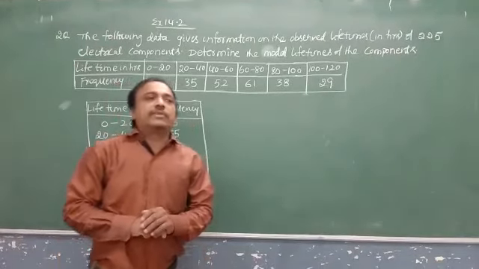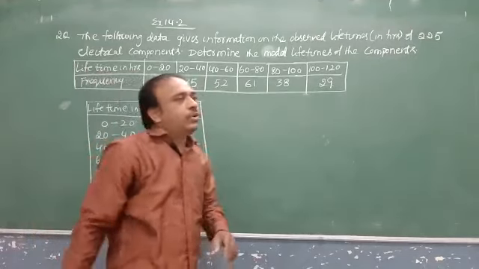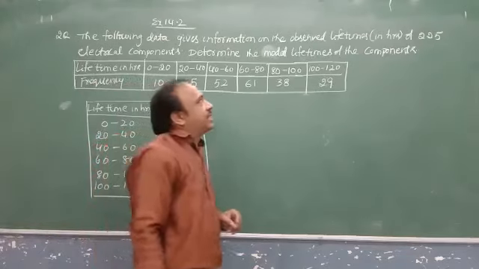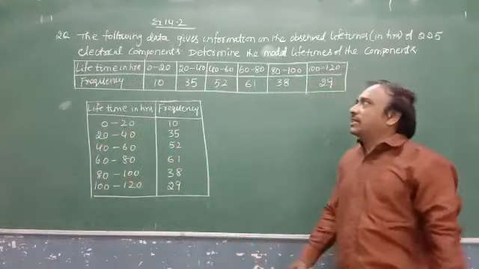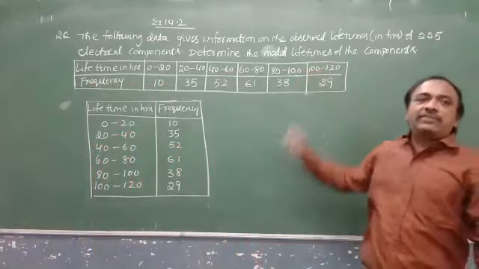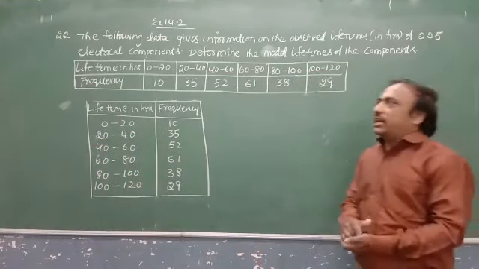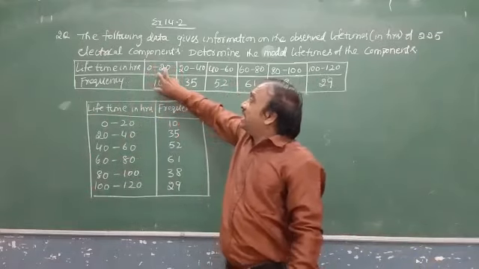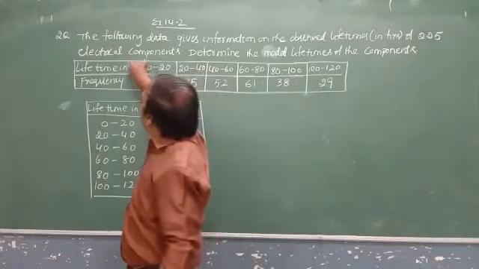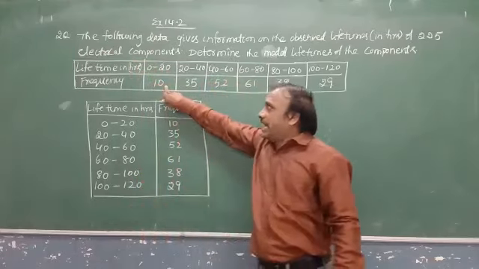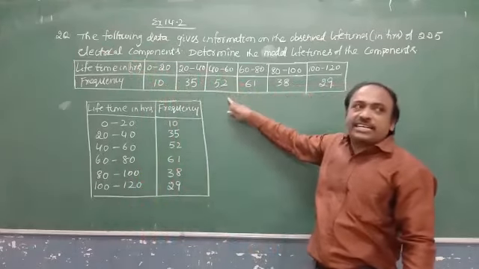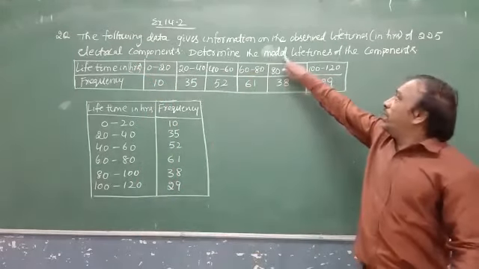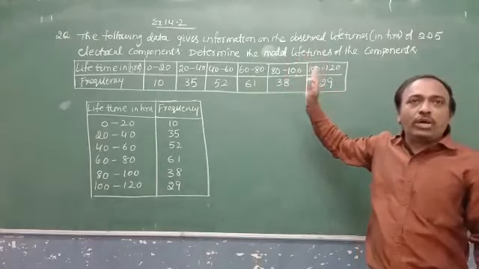Now we discuss one question from exercise 14.2. The following data gives the information on the observed lifetimes in hours of electrical components. Determine the modal lifetime of the components. Here we have the lifetime in hours and the frequency: between 0 to 20 hours the frequency is 10, between 20 to 40 it is 35. For this we have to find the mode of the data.